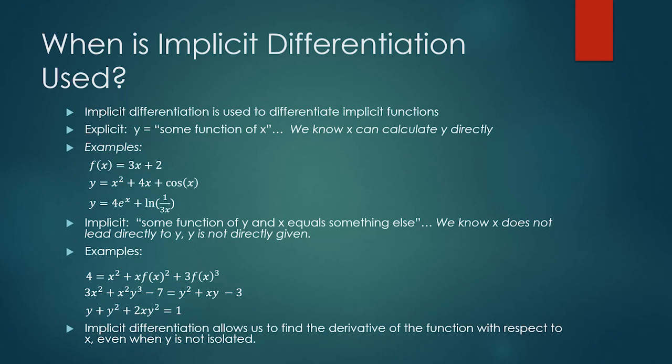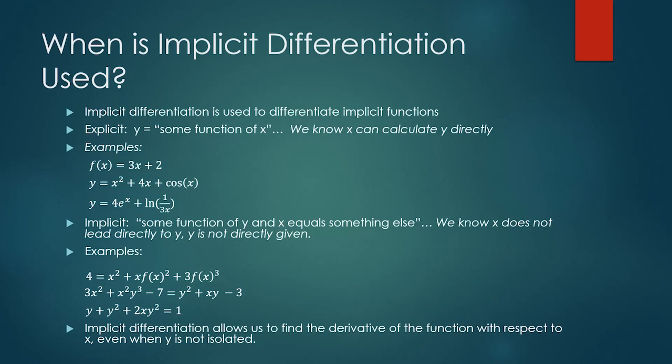Up until this point, you've most likely been working with exclusively explicit functions, where y is solved for and equal to some function of x. With these, we know that x can calculate y directly. If we want to take the derivative of an explicit function, it would simply be dy/dx equal to some function of x differentiated with respect to x.